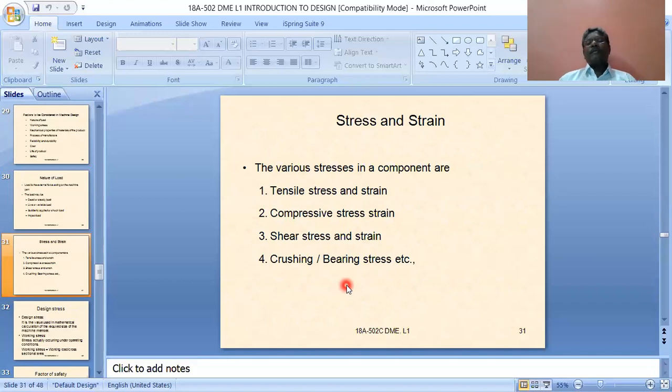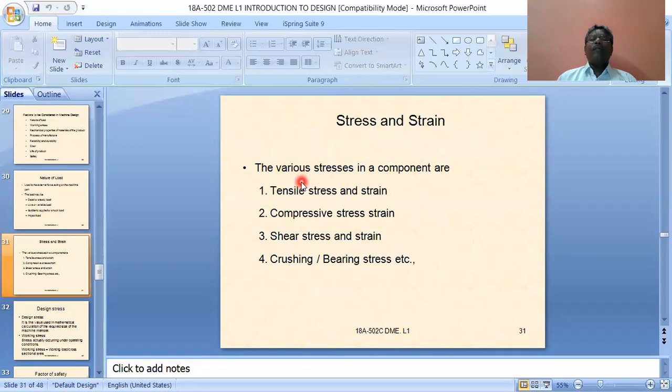Now stresses, that means working stress. Before that, let us have the definition for stress and strain. The stress is the load per unit area. The definition for stress is load per unit area, whereas the strain is the change in dimension by original dimension. It is the ratio between the change in dimension and the original dimension.